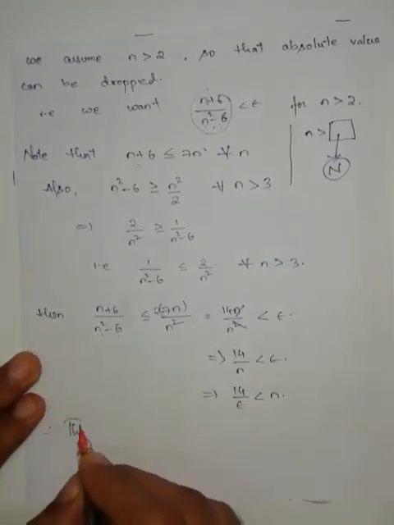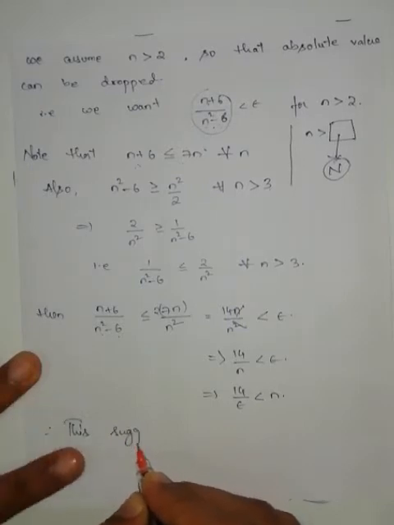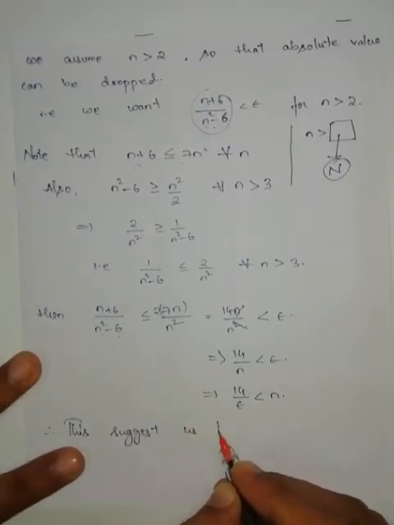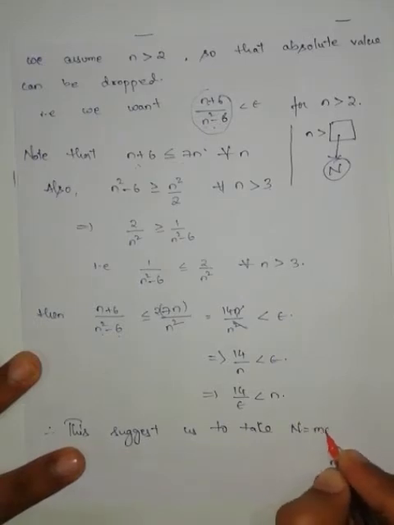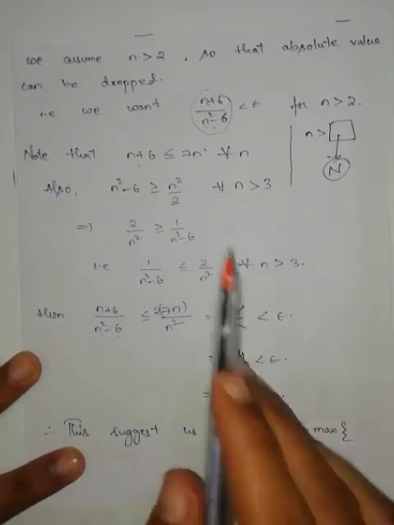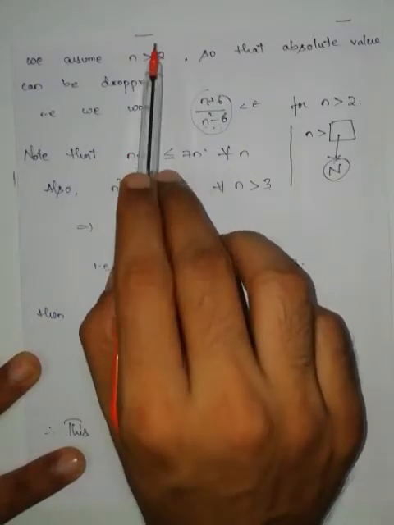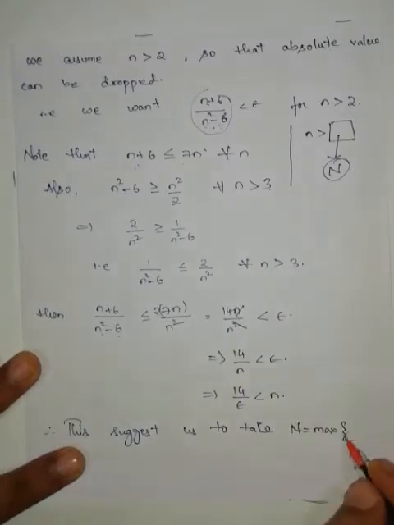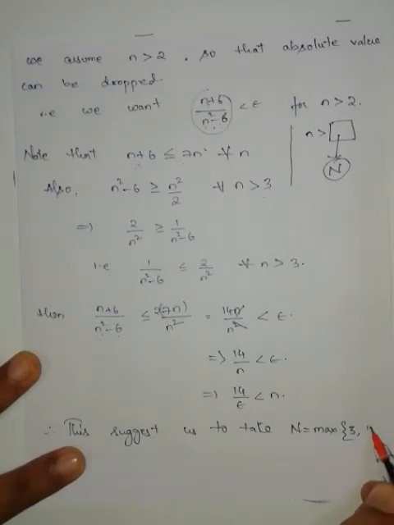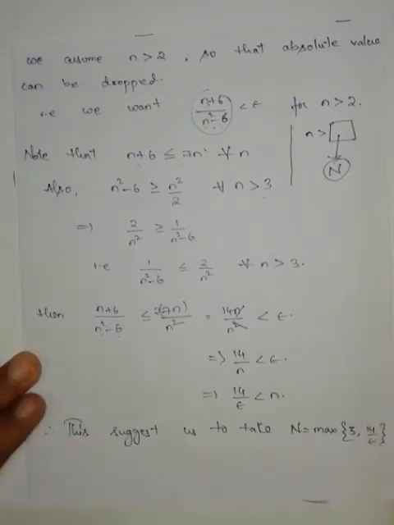Therefore, this suggests that we take capital N as the maximum. Capital N can't become 1, I can't take 2, here I can't take 3. So the maximum of 3 comma 14/epsilon. Now the formal proof.